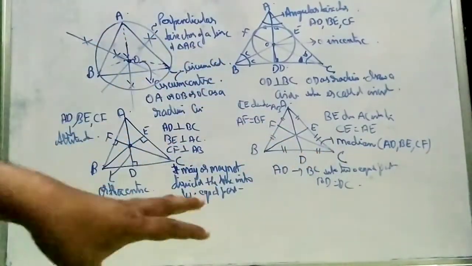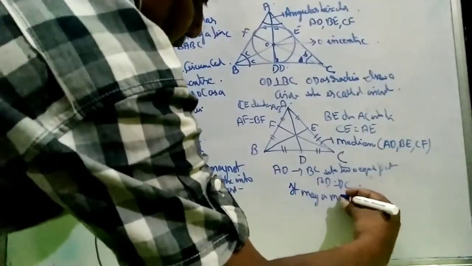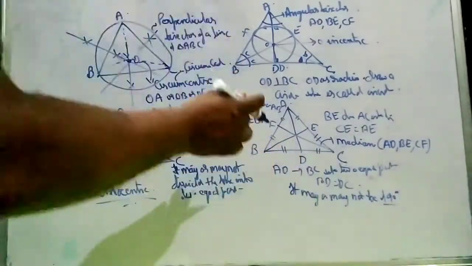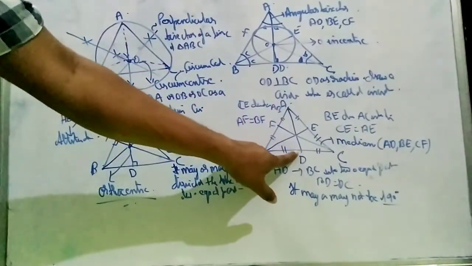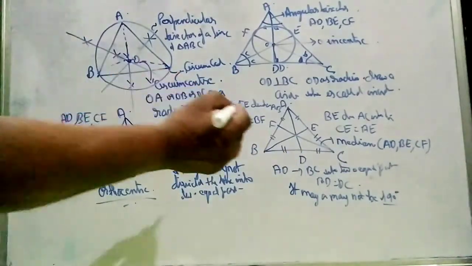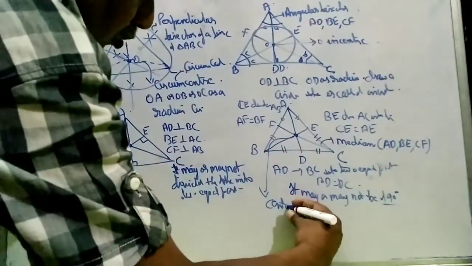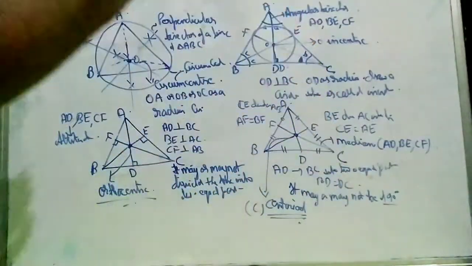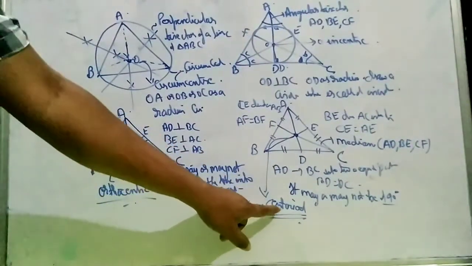It may or may not be at 90 degrees. It can be and cannot be, but the basic condition is that they should divide the base into two equal parts. These lines are called medians, and the point at which the medians meet is called the centroid. Denoted by C or by O, that is your choice. Even by G we can mention it, but this is called the centroid.